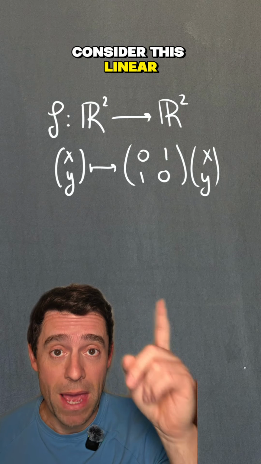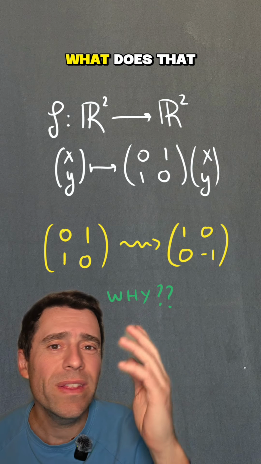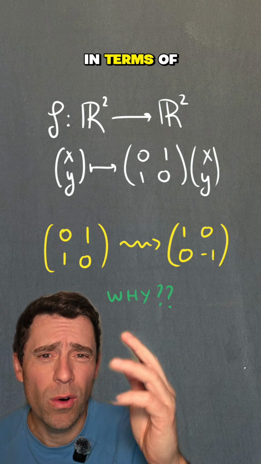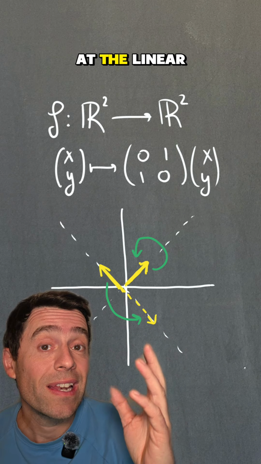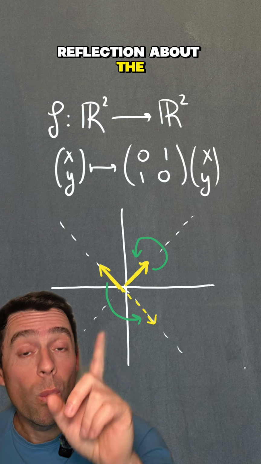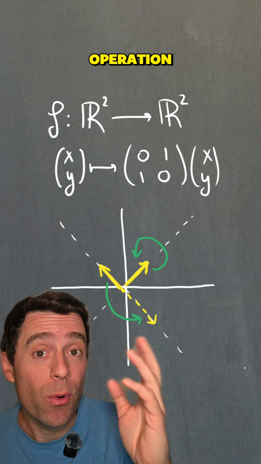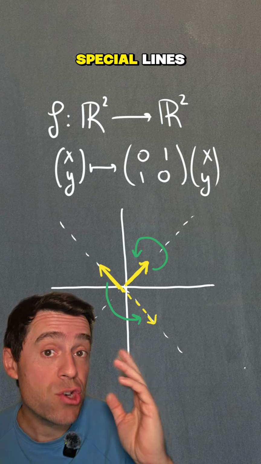Consider this linear map. The diagonalization of that matrix is this other matrix. What does that represent in terms of the linear map? If you look at the linear map geometrically, that represents a reflection about the y equals x line. And for that operation, there are two special lines.